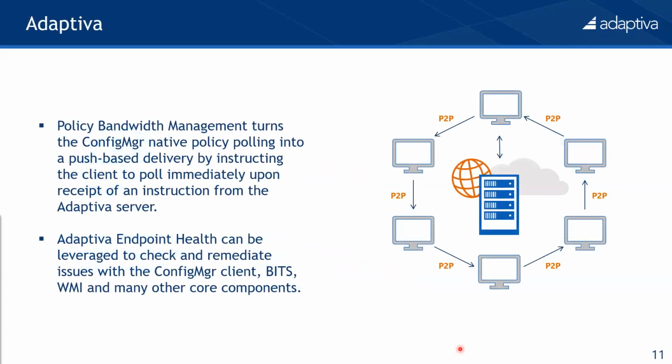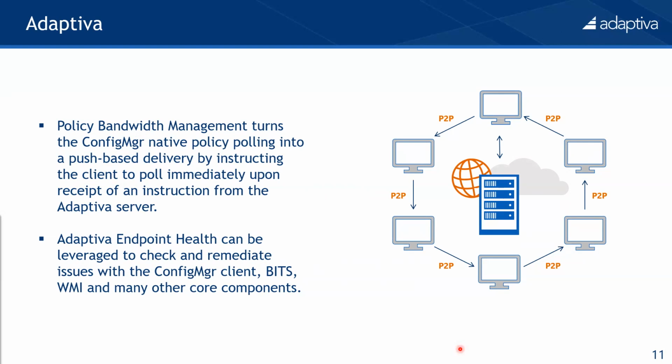So Adaptiva helps in a couple of different ways here. First, within one site, we have the policy bandwidth management capability. And what this does is it turns Config Manager from reactive into proactive. In other words, instead of waiting for that polling interval, Adaptiva is going to tell that client something's changed, you need to go up and get your change. We're not sending them the actual change. We're just sending them a notification that says there's something in your inbox, go and check. You need to go and apply some kind of policy or install some kind of software.